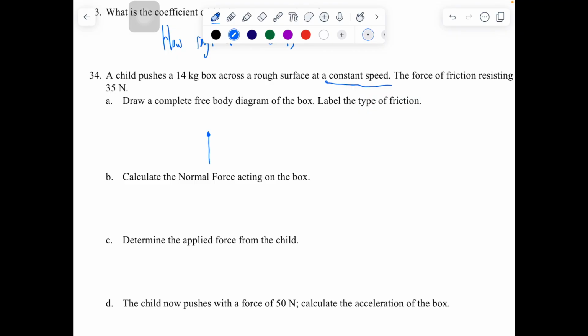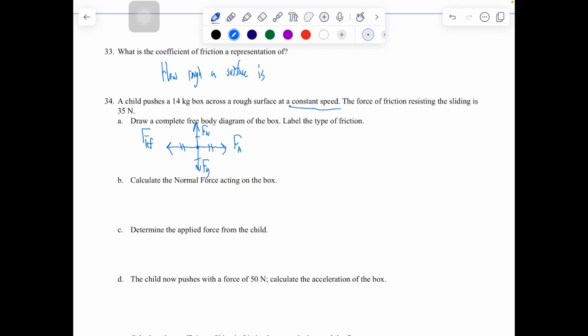Since we're at a constant speed, all forces must be balanced. Gravity must be balanced with our normal force. We have some applied force, and it must be balanced with our friction. And we can be very specific. It is sliding, so that must be kinetic friction, since kinetic friction is friction of motion.